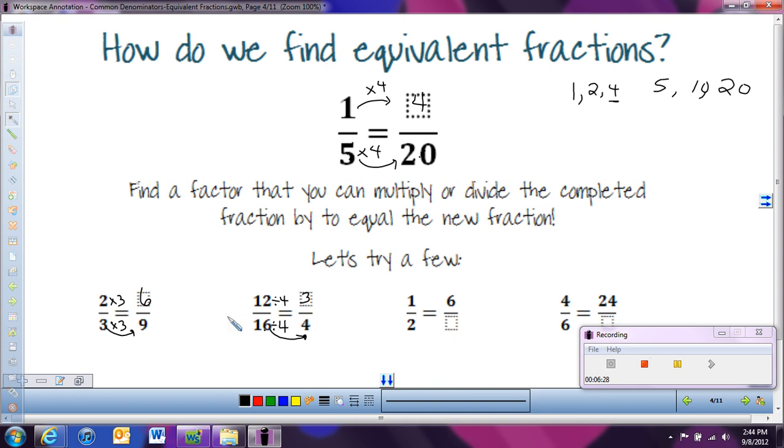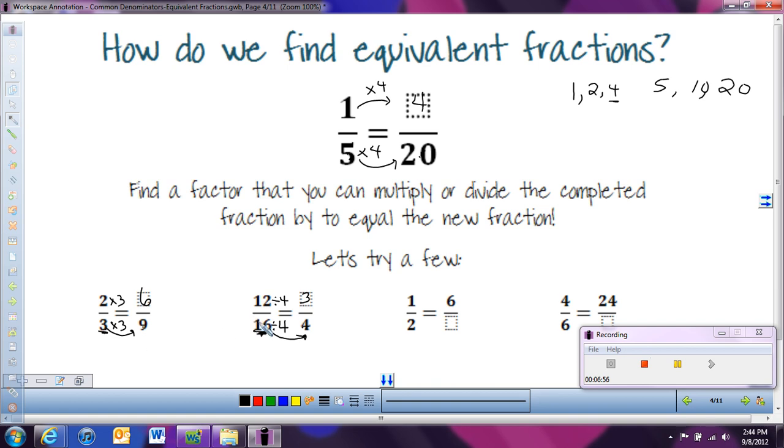Now you may be wondering, well, how do I know if I'm going to be multiplying? Or how do I know if I'm going to be dividing? You need to look at the fraction that we're starting with and the fraction that we're ending up with. If the number that we're starting with is bigger than the number we're ending up with, we're going to divide because our answer is getting smaller. If we divide, our number will get smaller. If the number we're starting with, here 3, is smaller than what we're ending up with, then we're going to have to multiply because if we multiply, our number will get bigger.